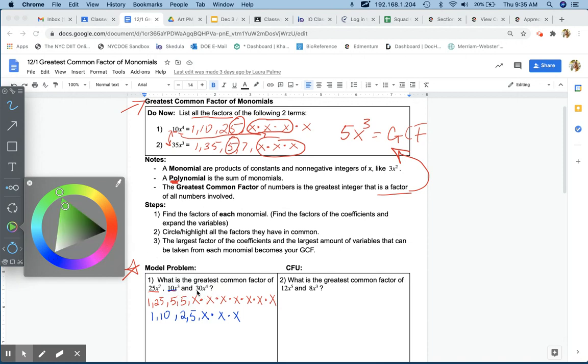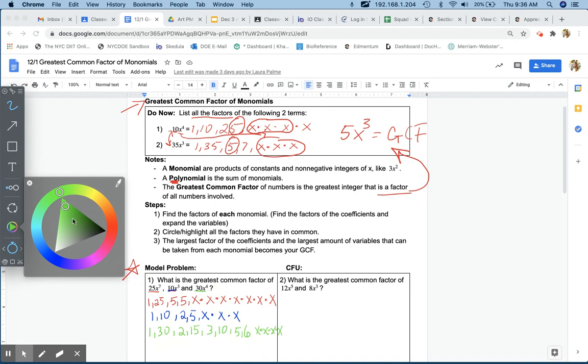And then for my 30x to the fourth, I have 1 and 30. I have 2 and 15. And I have 3 and 10. And I have 5 and 6. And I think that's it. And then I have 4 x's. So 1, 2, 3, 4 is my x to the fourth.